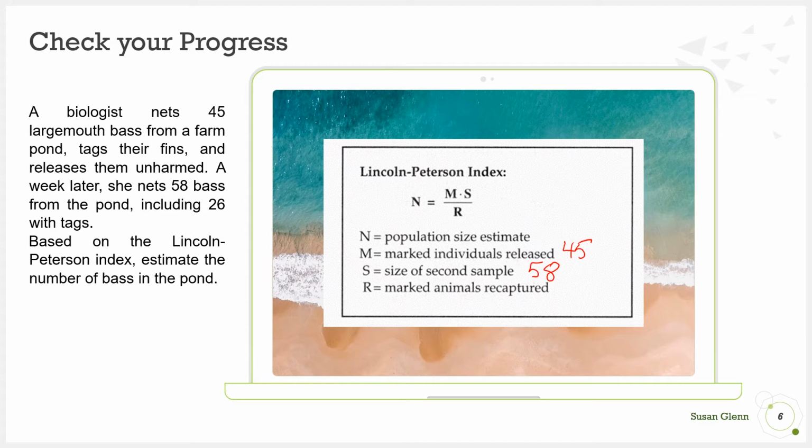And when they count up how many had their marks on them, they found that 26 of them already had their marks. So you can plug these numbers into this equation. It's going to be 45 times 58 divided by 26 to come up with an estimate of the population size.